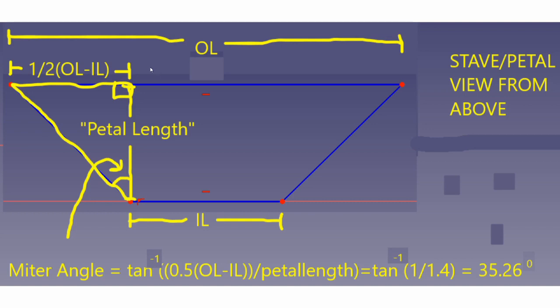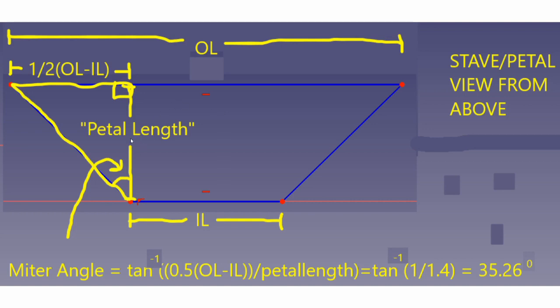If we think about what we have, the outer L and the inner L and the petal length. So let's imagine that we're looking at the petal, or maybe it's called the stave, from above. Another way to think of it is that we're sitting inside the bowl and looking directly down on top of one of the staves or petals. Or imagine that your wood has been cut already to the correct size and you're looking at that petal or stave flat on a table. That's the viewpoint that we're looking at right now.